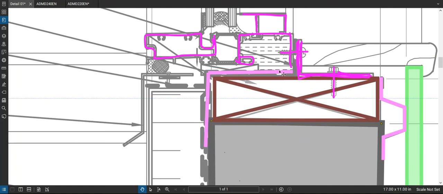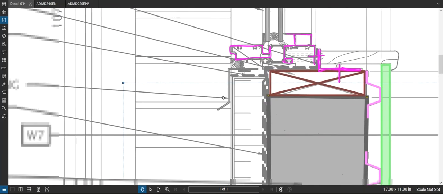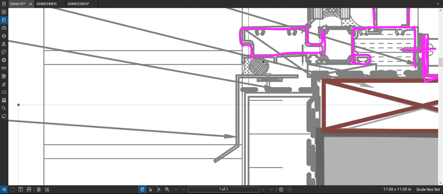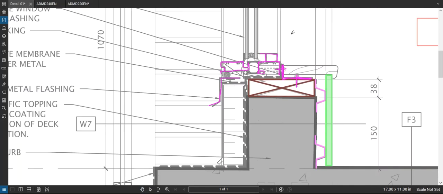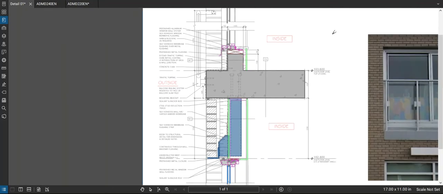Okay, so I'm going to erase the membrane layer for now. But that's kind of what we're looking at there. Some other components here: it looks like there's a flange there where you can tuck this flashing in here. But anyways, that's the window wall system in this case.